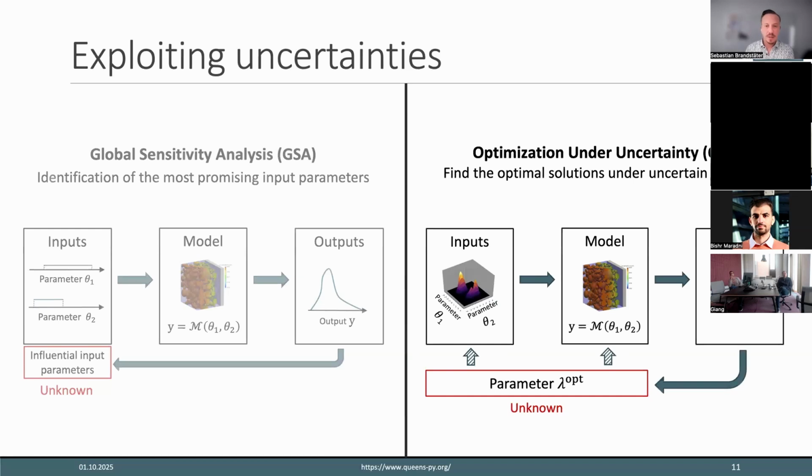On the other hand, another example where we exploit uncertainties is optimization under uncertainty, where the goal is to find a set of parameters that could influence, for example, the distribution of our inputs or the model directly. And we want to identify these parameters that optimize a specific objective function in this uncertainty framework.